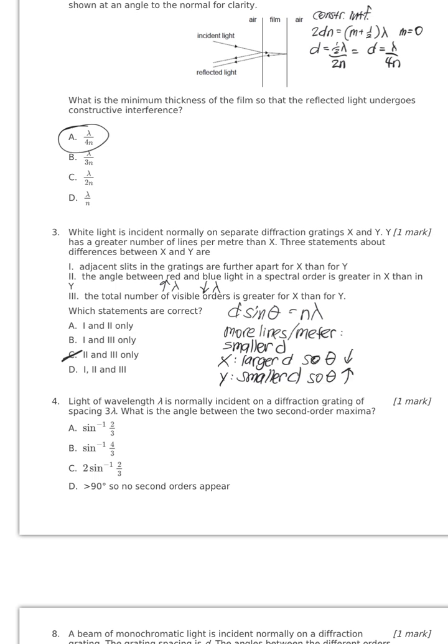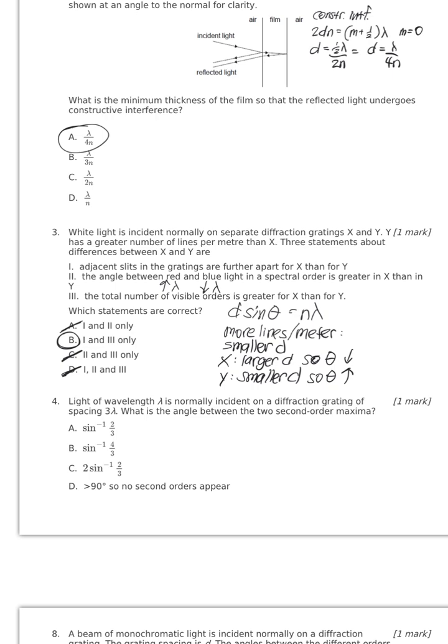And so 2 says the angle between red and blue light in a spectral order is greater in x than in y. That is not true. X with a larger slit separation has a tighter angle, and so 2 is not true. And so by process of elimination, that leaves us with choice B. But let's take a look at choice 3, and we'll see why 3 is true.